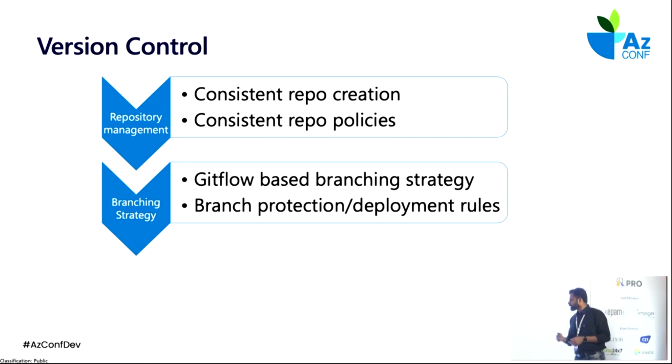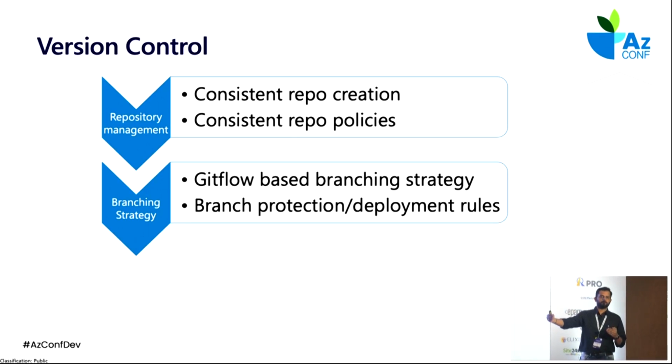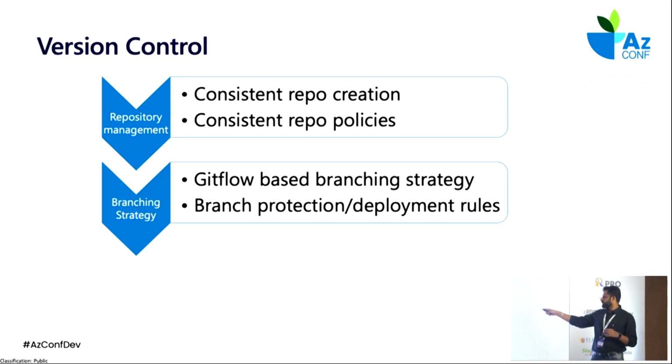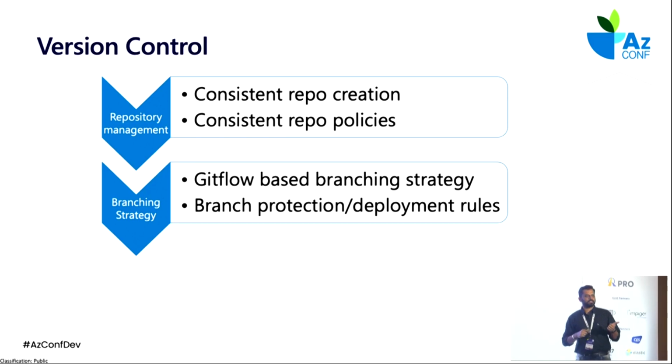We also put in some branch protection and deployment rules. Let's say the main branch is what you deploy into any of your production environments. A release branch is what we deploy into QA environments and higher environments. The dev branch code goes only into the dev environment. So both of these go hand in hand. Depending on the branching strategy, your branch protection rules and deployment strategy are also linked.